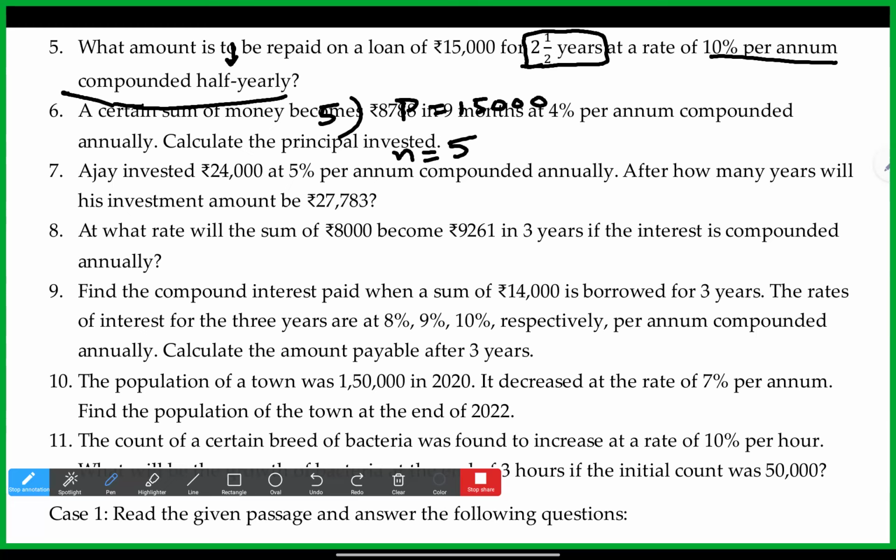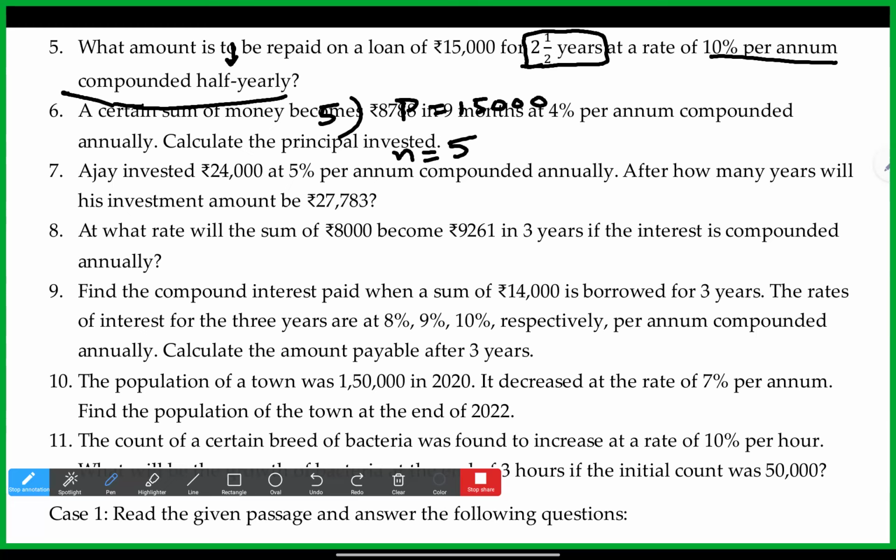If it is 3 years, every half year they'll do, no? That's why 6 times in 3 years. So if it is 2.5 years, every half year means 5 times they'll do compound. That's the reason. So P is given, N is given. Now double of 2.5 is 5. So R is 10. R percentage is 10.